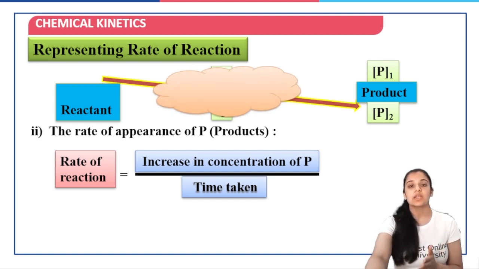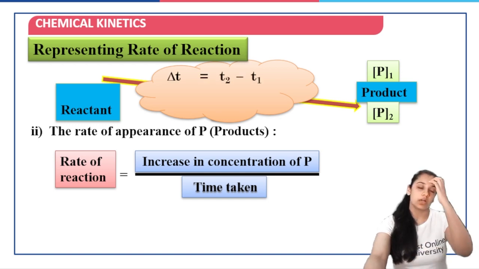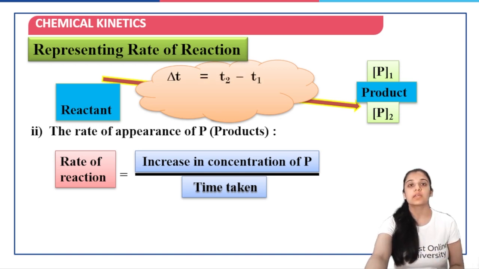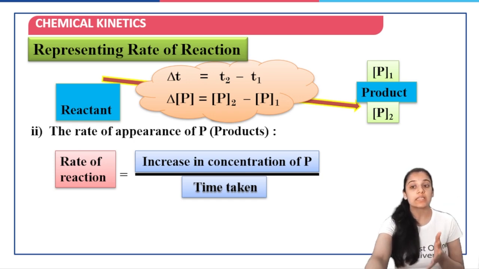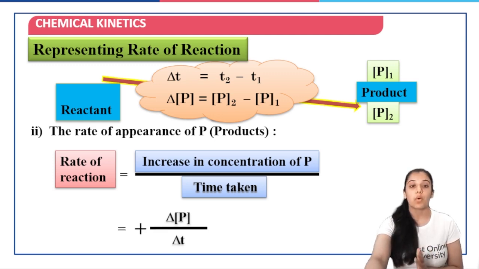So the increase in concentration, or the change in time, again, that is the time taken, would be T2 minus T1. And here P2 is greater than P1, that is, the final concentration of the product is greater than the initial concentration of the product, because product is being formed in the reaction. Therefore, delta P, that is P2 minus P1, is going to be a positive quantity. Therefore, we can write the rate of reaction to be delta P upon delta T with a positive sign.